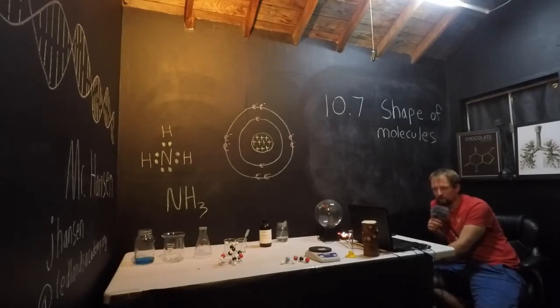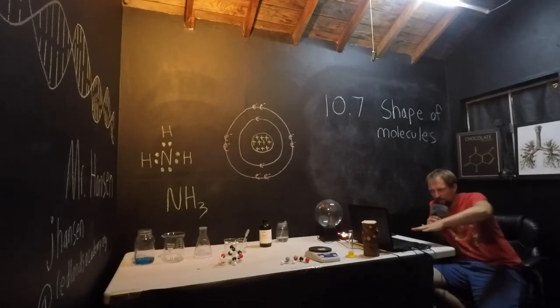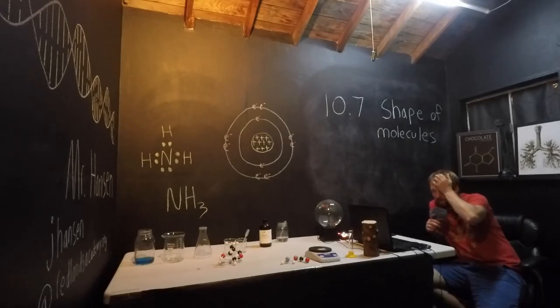Because you have to remember, these Lewis dot structures that we draw, they're really only two-dimensional. They have a length and a width, so that they fit on a piece of paper, right? Like on a flat piece of paper. But in real life, molecules are three-dimensional. And so what type of shapes do they take?